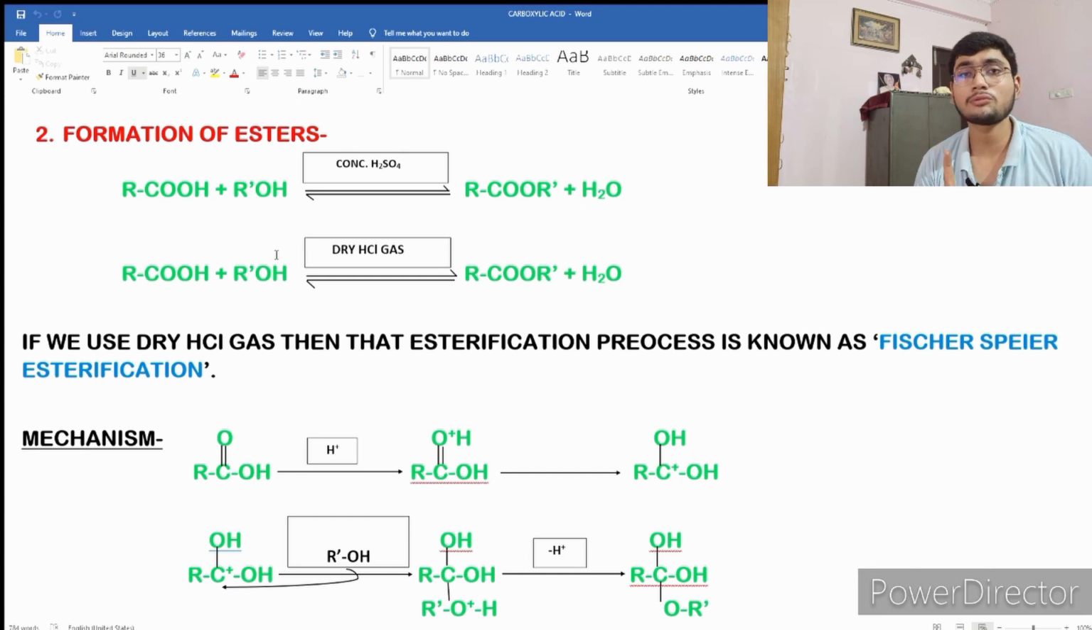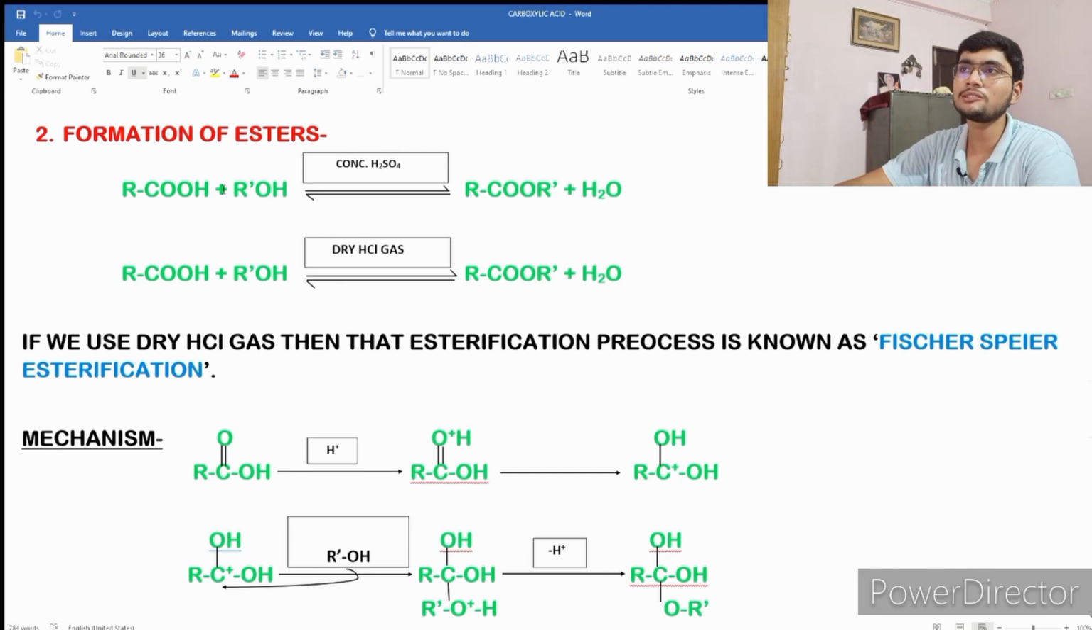So this point should be kept in mind that if you perform the esterification in presence of dry HCl gas, then that reaction is known as Fischer-Speier esterification. Let us see, this is a carboxylic acid and this is an alcohol. In presence of concentrated sulfuric acid, we will get an ester. Similarly, we can also take dry HCl gas. This reaction is known as Fischer-Speier esterification.